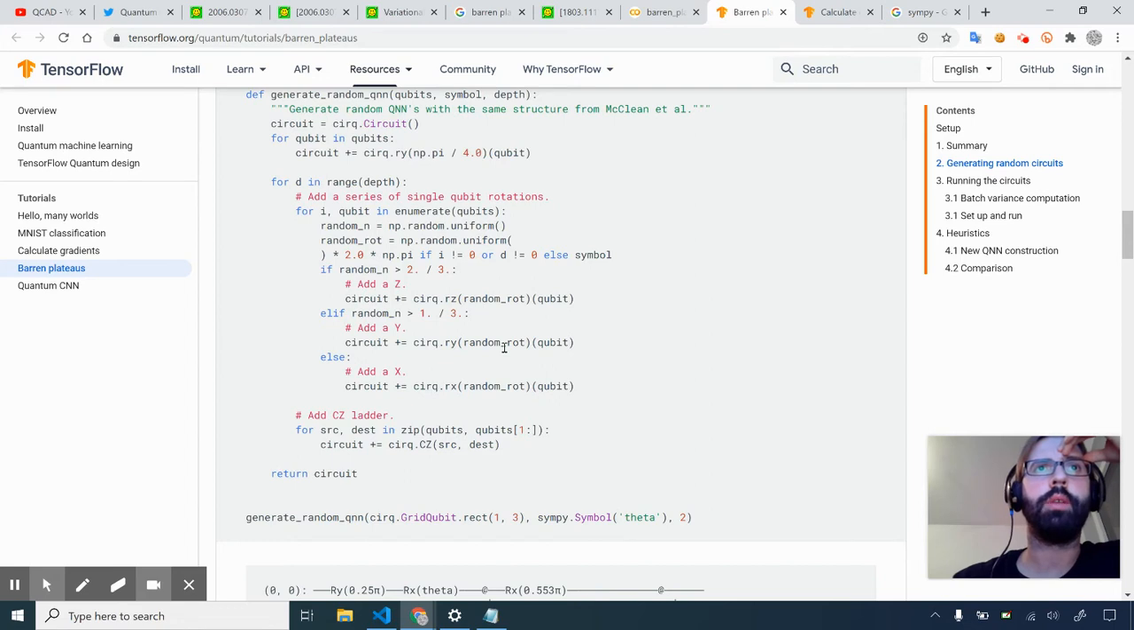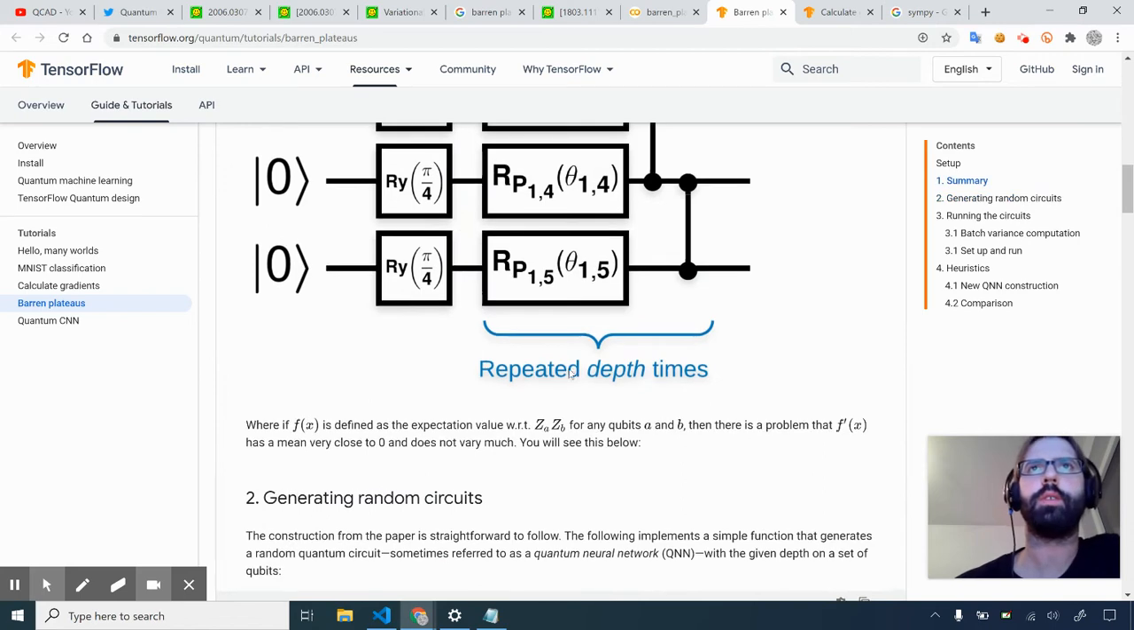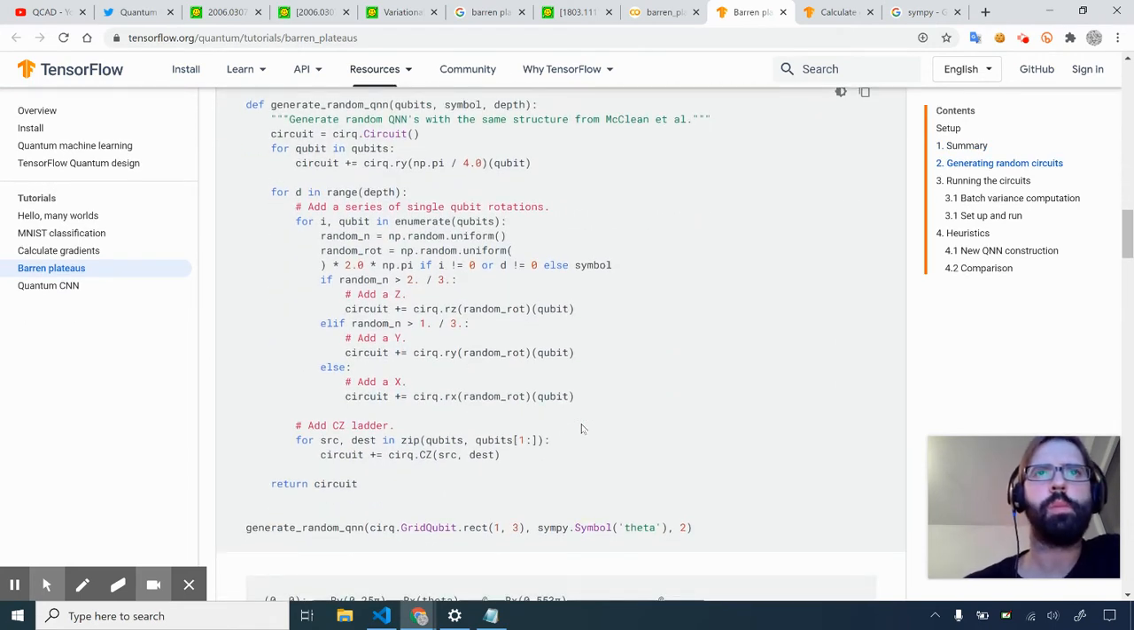So random and random rot, np.random.uniform. That's creating a uniform distribution to pick a random number. Then if the random number is below 2 divided by 3, out of z. If it's 1 divided by 3, then out of y, else out of x. Okay, so it just randomly creates one of those rotations. Random rot, that's the actual rotation.